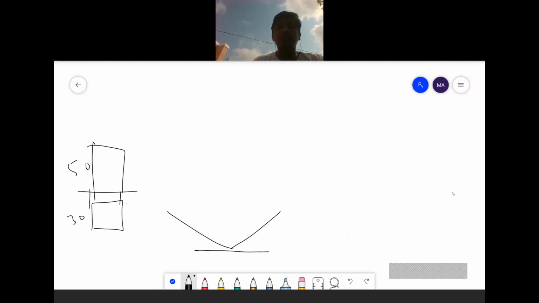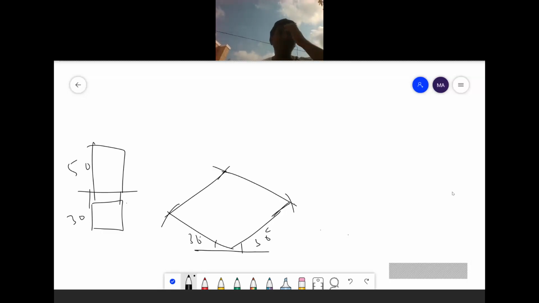First you will consider 30, 30, these two sides, using your protractor, at 30 degrees inclination. Then you will cut 30 mm, 30 mm here. From here you will cut 30, 30. Join these two. It will form a square of side 30 mm.